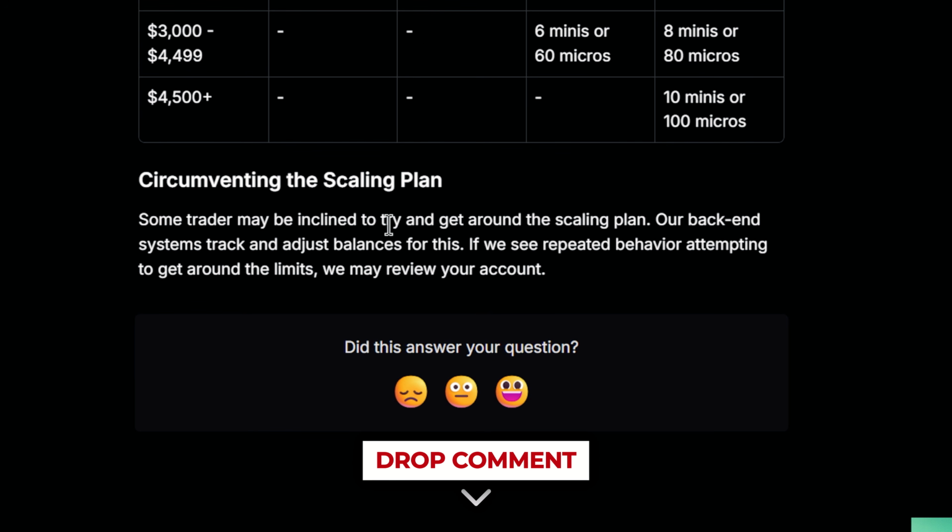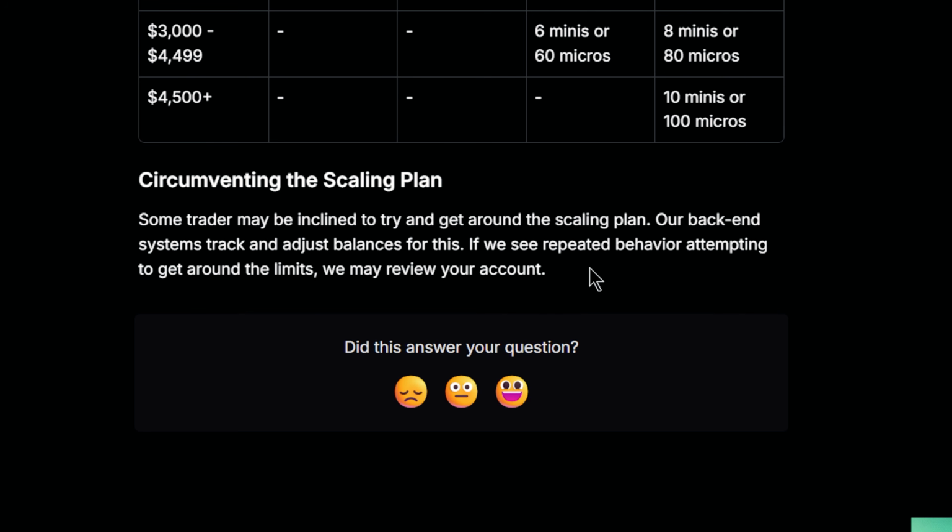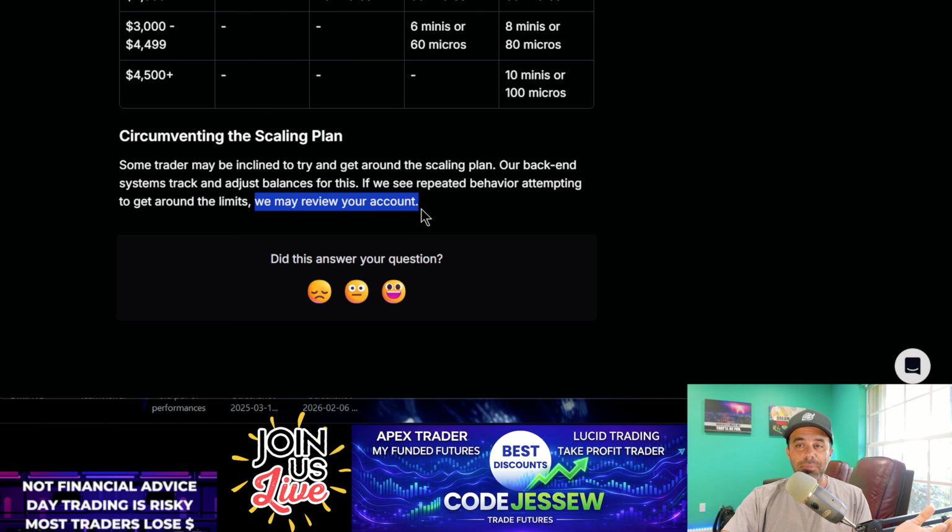Some traders may be inclined to try and get around the scaling plan. Our backend system tracks and adjusts balances for this. If we see repeated behavior attempting to get around the limits, we may review your account. They're being nice. They may review your account. What does that mean? Will they take profits?